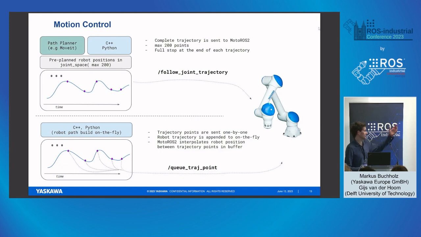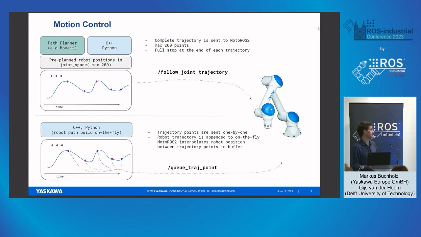Next I would like to highlight our two different kinds of motion control modes. First is follow joint trajectory. The other is queue trajectory point. In the first, it means, for example, we are using a path planner, for example from MoveIt, or you can run your Python or C++ where you create your trajectory, and the complete trajectory is sent to the controller using our interface, and that's it. So this is a very simple solution. Here we have a limit of up to 200 point positions, but this limit, as I understood, is not in our controller or in our interface, but it refers to the size of the buffer in micro-ROS.